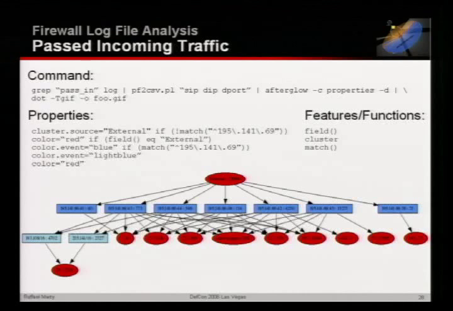Then I say, well, I want to have this thing red. So basically, if the field is external. I could also use matches here if I use external as a regex, basically. But I chose to use field, which is another function that just returns the current field it looks at. And then you can compare that to something. Then the event, that's the dark blue nodes there, I want to have in blue if they match my internal address range.